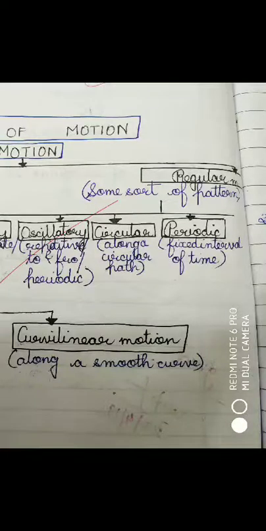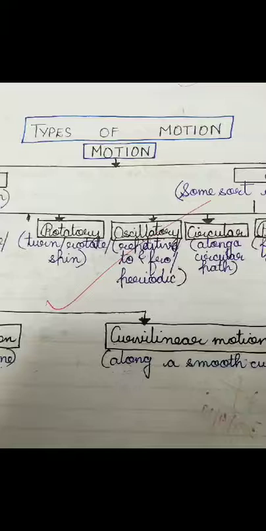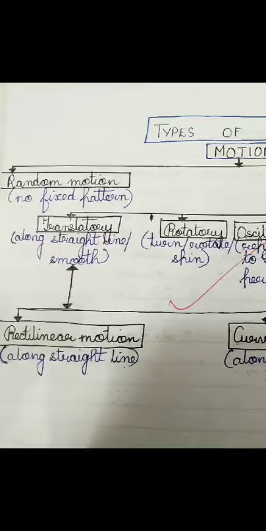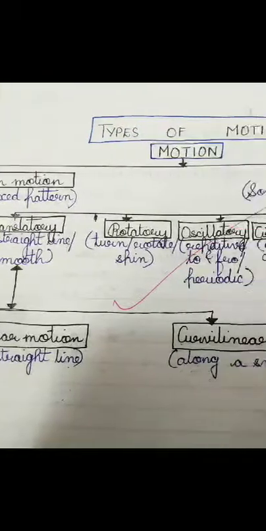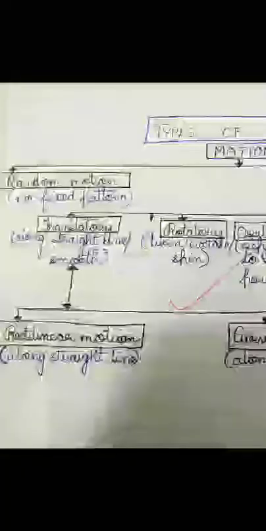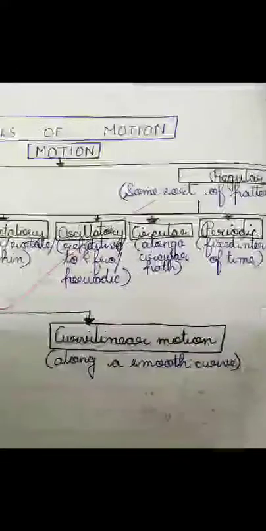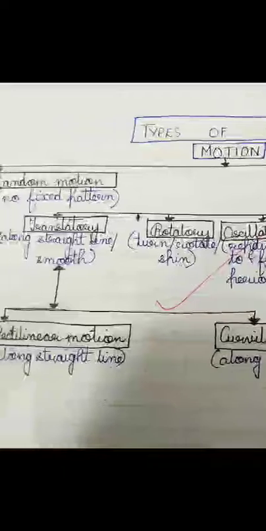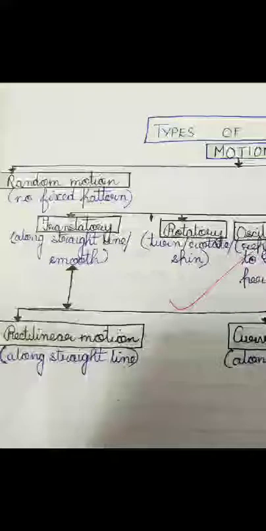So these we will discuss in detail. I was just telling you the types. That is why I have taken this chart. And then translatory motion is again having two types. One is rectilinear motion, the other one is curvilinear motion. Rectilinear motion, when something is moving in a straight line, and curvilinear motion when something is moving along a smooth curve. So actually for translatory motion you can say both the things, when something is moving along a straight line or along a smooth curve.